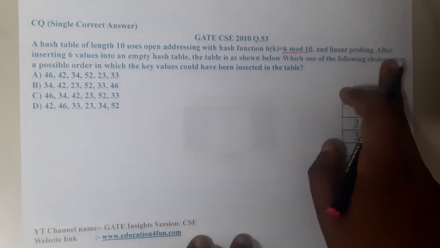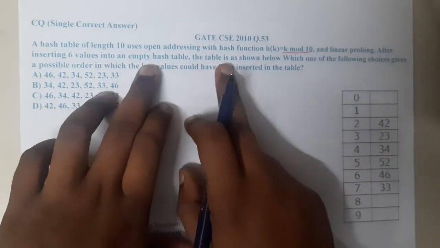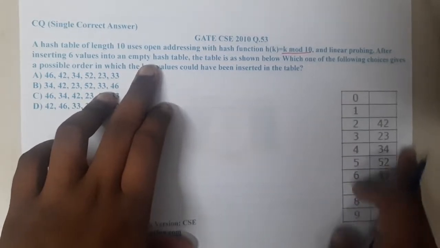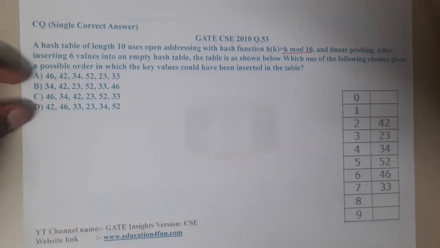Linear probing is used after inserting 6 values into the empty hash table. The table is shown below. So after inserting 6 values, it looked like that. Which one of the following choices is the correct form? We have 4 options, so let us start checking them, guys.